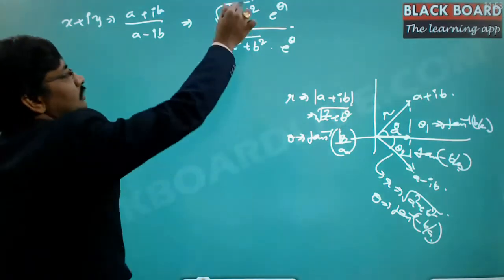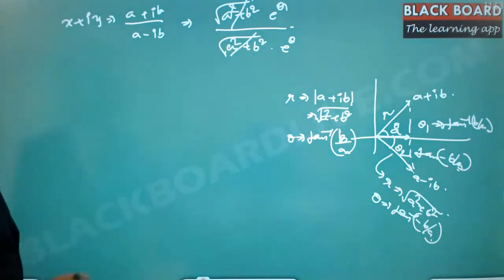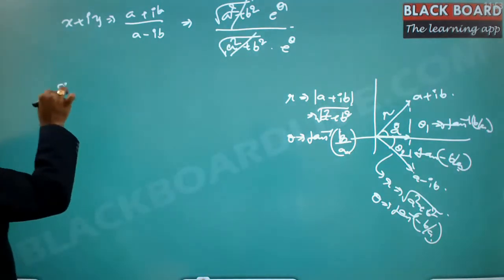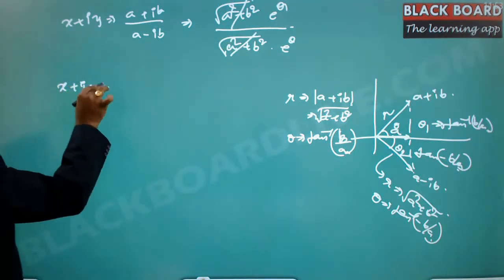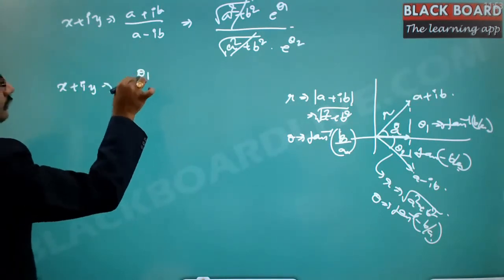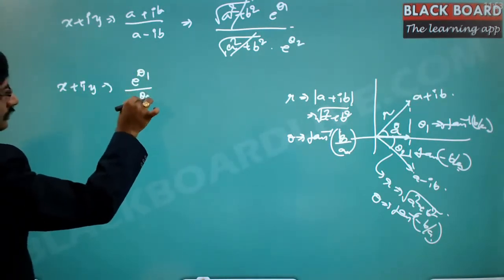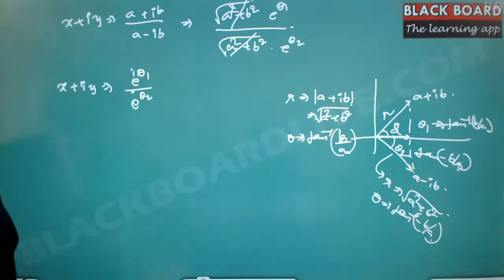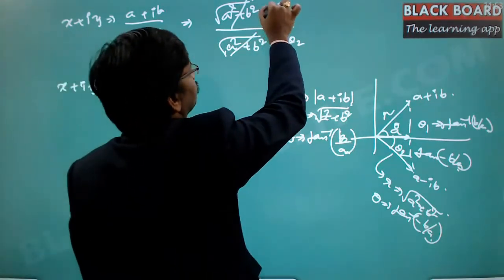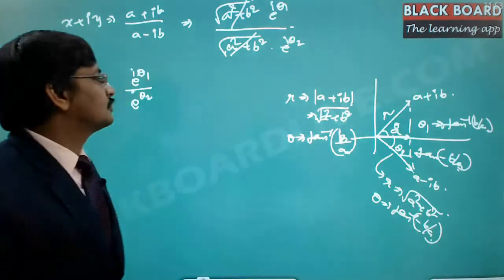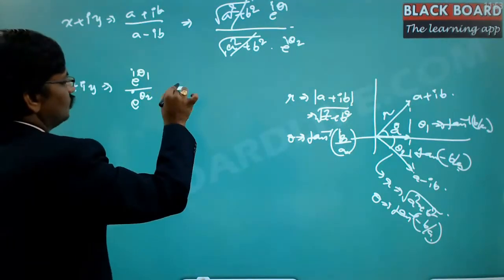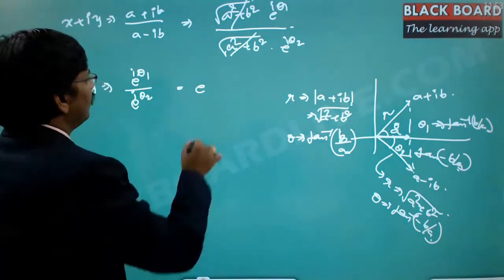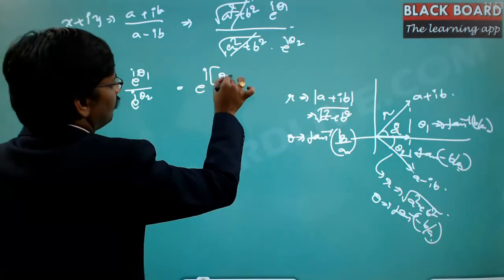Now, these values are one and the same, and you can cancel them out. Finally, we are left with x plus iy is equal to e power i theta 1 divided by e power i theta 2. Right? So, you know that this is going to be e power i into (theta 1 minus theta 2).